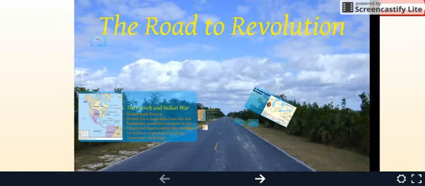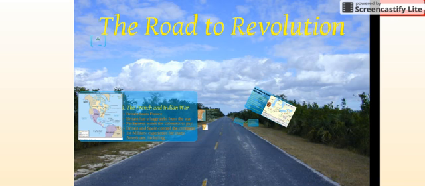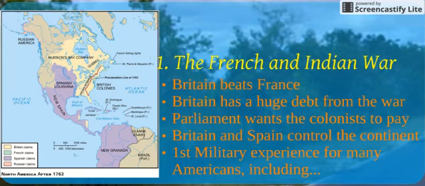Welcome back, everyone. We're going to be heading down the road to revolution today. We're going to get our first steps on the road that's going to lead to us being an independent country. Some of this today is going to be review because we're going to start with what we talked about last week, which was the French and Indian War.